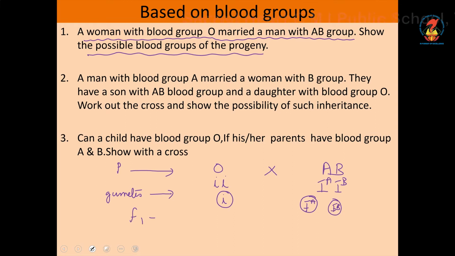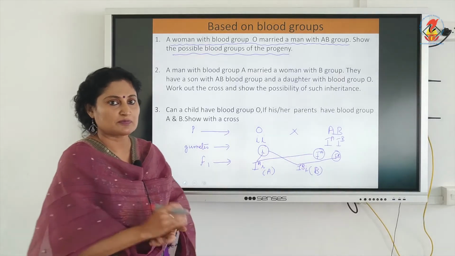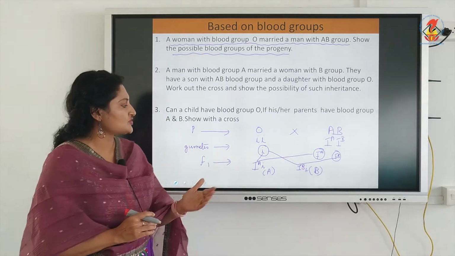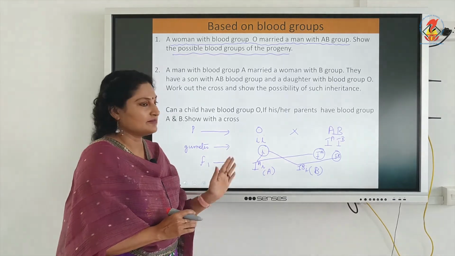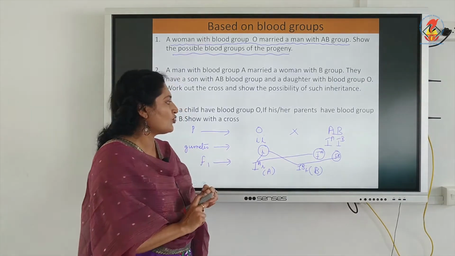Now the F1 generation: this crossed with this and this crossed with this. So we have IA i and IB i. Now what are the blood groups of their children? One child will have A group and the other child will have B group. Need not be in this order. Possibilities of the children having A and B is high. They will not get O or AB.